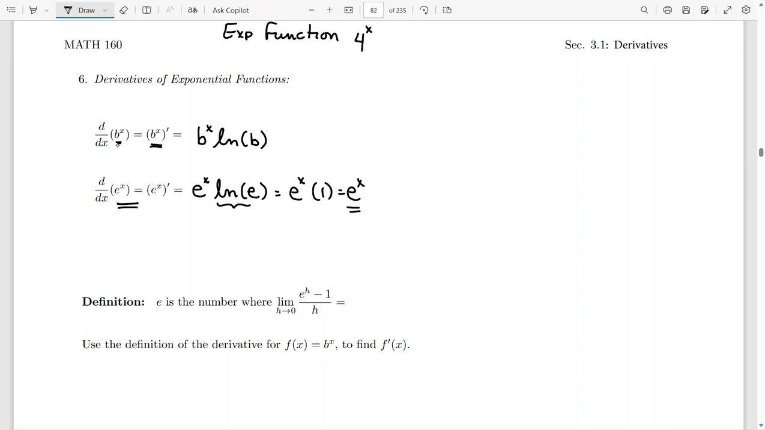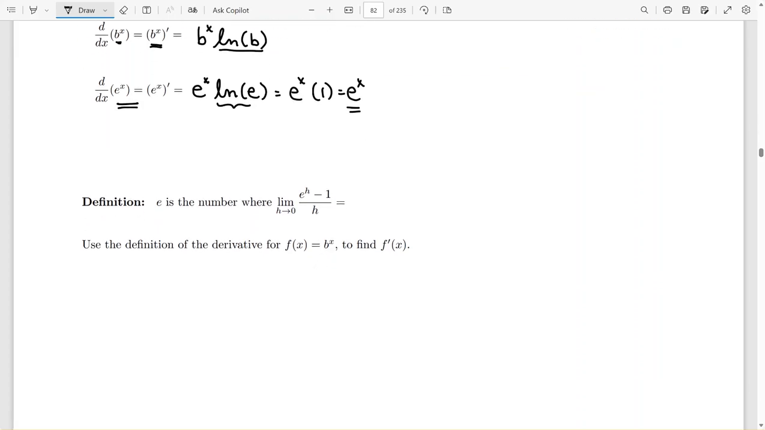The derivative of any other base to the x power is that base to the power times natural log of the base. We're going to go through a little bit of a proof of that. The proof isn't quite as important as just knowing what the derivative of b to the x is, for example, but we're going to show how this is.